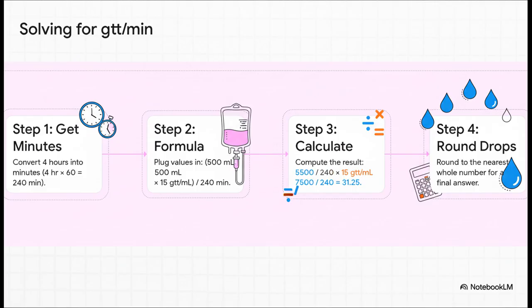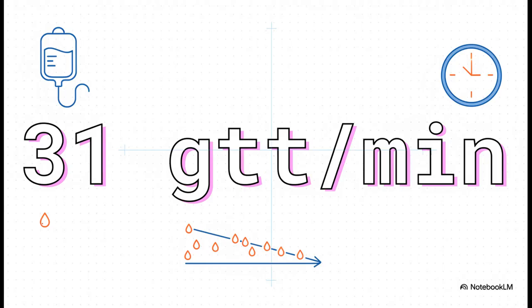Step 3, we do the math, which gives us 7,500 divided by 240, and that equals 31.25. But wait, you can't give a patient a quarter of a drop, right? That's physically impossible. So for our final step, we always round to the nearest whole number. And just like that, we get our final answer, 31 drops per minute.